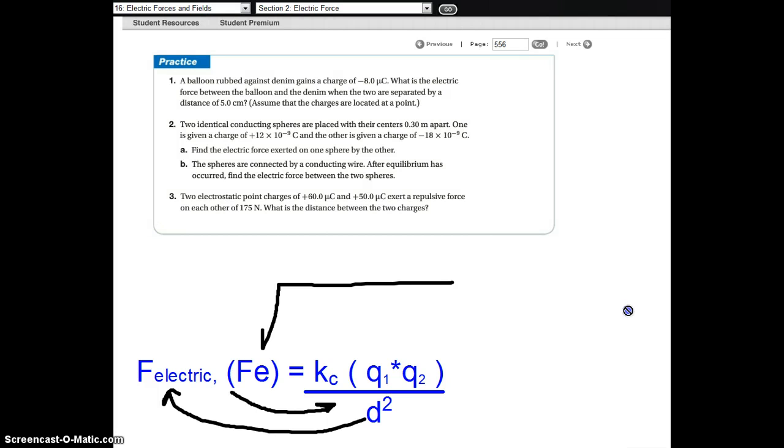So a few things to remember out of this homework assignment. 8 microcoulombs equals 8 times 10 to the negative 6th power. Big idea we took from there. And our Coulomb's law, where the force is equal to Coulomb's constant times charge times charge over distance squared. Good luck.